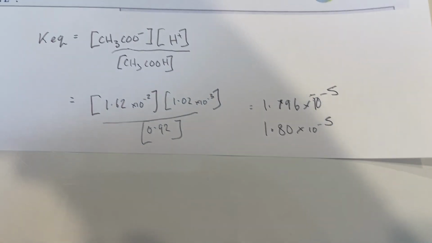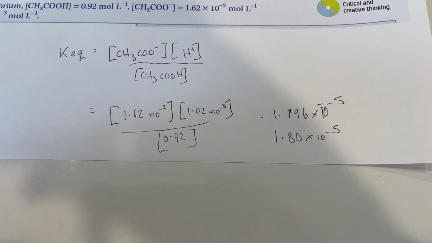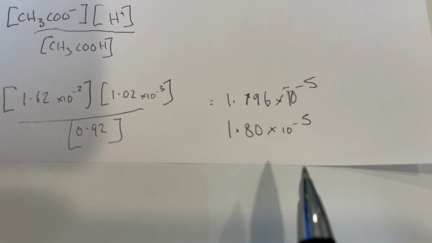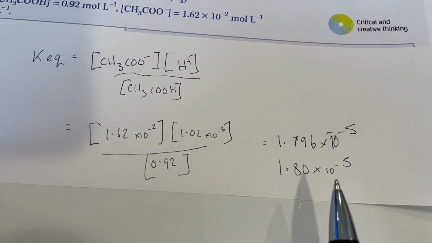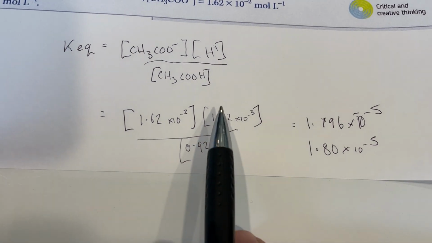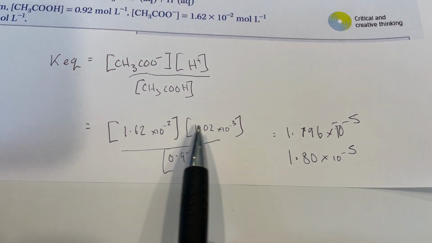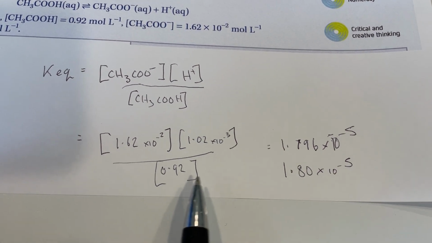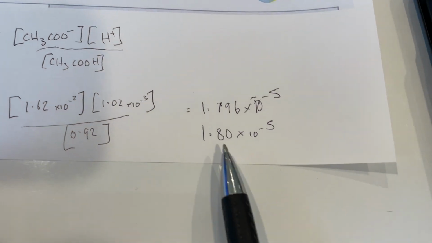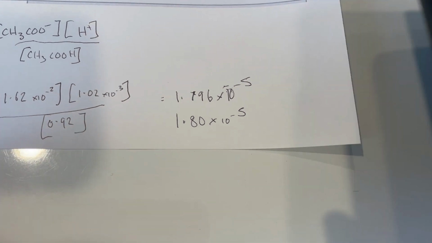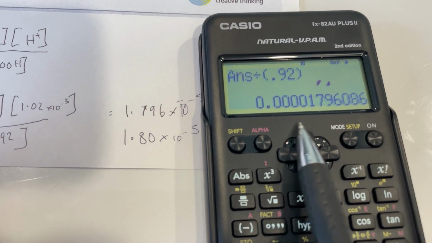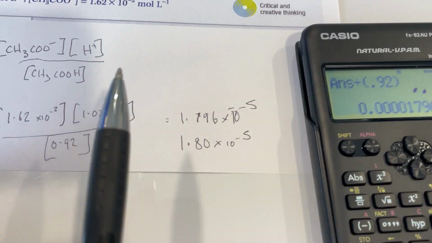Now, there are no units for K expressions. That is a ratio number which tells us the mathematical relationship between the relative concentration of the products versus the relative concentration of the reactants. The fact that this number is quite small, have a look at it as it's displayed on the screen, that's a small number.